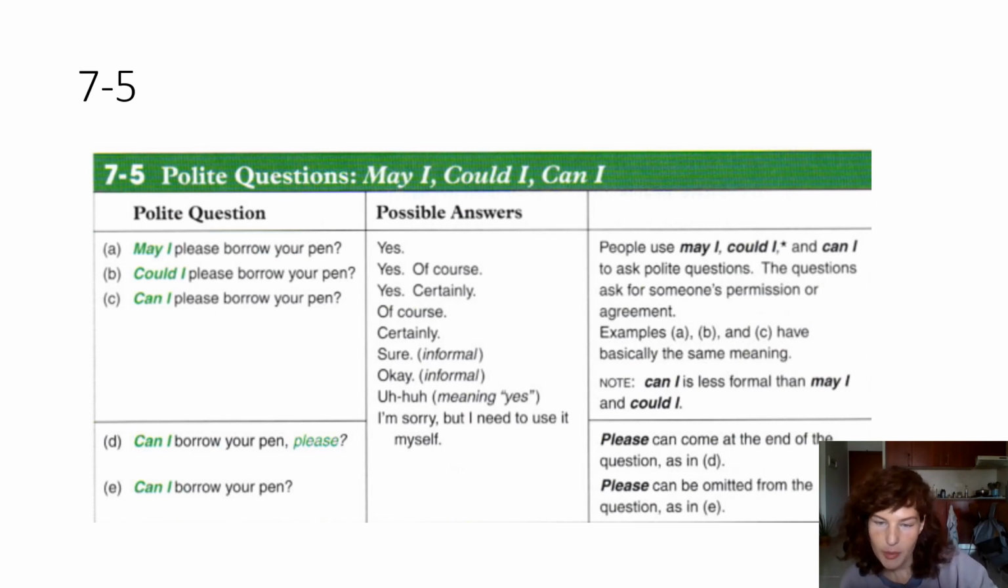If you want to make it a little bit more polite, you could put please after I. So you could say, can I please borrow your pen? Or can I borrow your pen, please? Right? All right. So let's take a look at, we're going to look at exercise 7.19.